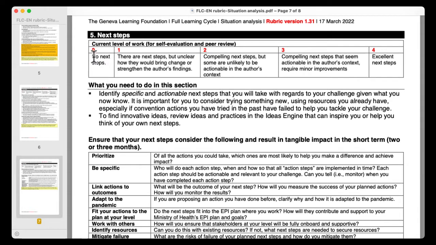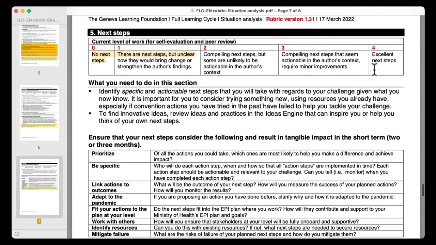And let's first look at the rubric current level of work rating. So of course, if there are no next steps, it's a 0 out of 4. And then if the next steps are excellent, it's a 4. Now, what does it mean for next steps to be excellent? You can look at the 3, for example: compelling next steps that seem actionable in the author's context, but require minor improvements. That gives you a sense about what's compelling or excellent.